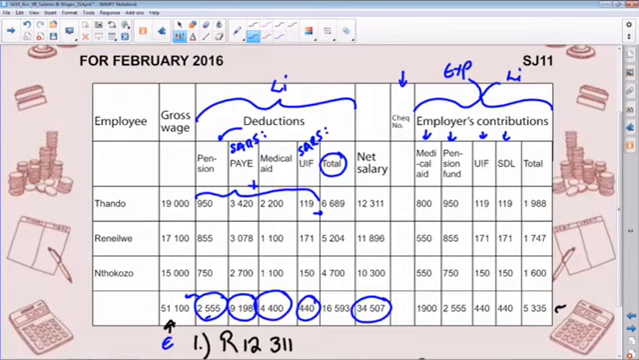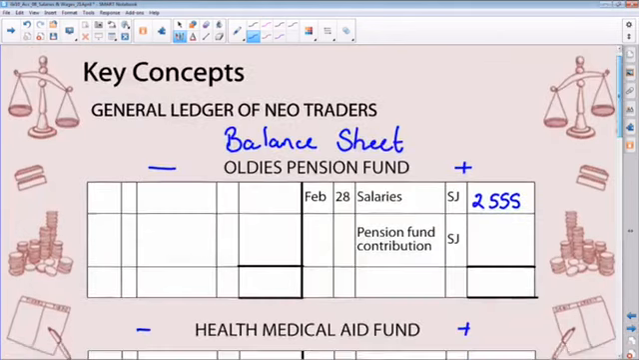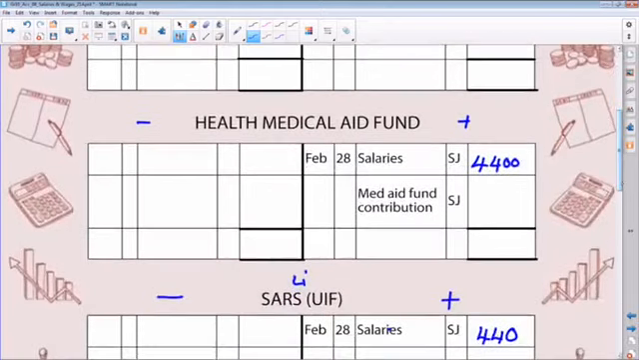So the first contribution is medical aid. And you can see your medical aid here is 1,900. So how do I record this in your ledger? Let's go and see. We have to go to your first T account called health medical aid, and you will create this entry and say 1,900, and you will call it medical aid fund contribution. Now, where will my debit be? This will be your debit account.